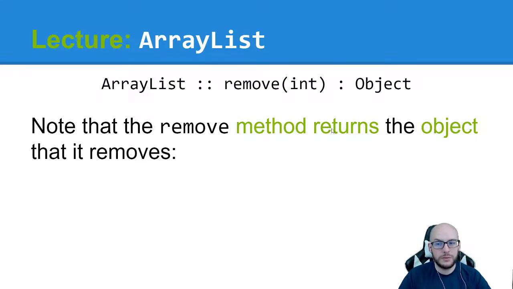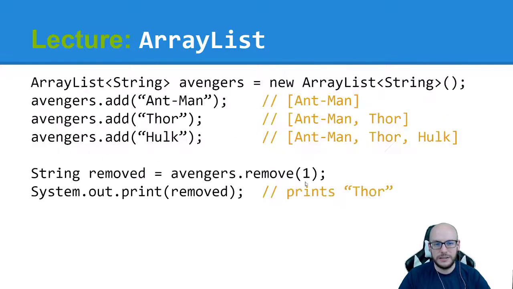Note that remove returns an object. Right? I talked about this. I kind of hovered over it and I said, what is that? Take a look at our example. We have Ant-Man, Thor, Hulk. I then remove the element in index 1. That's Thor. That gets removed. Right? These elements should shift over. Hulk should shift over and close up that gap.